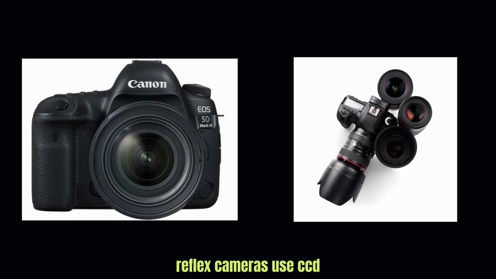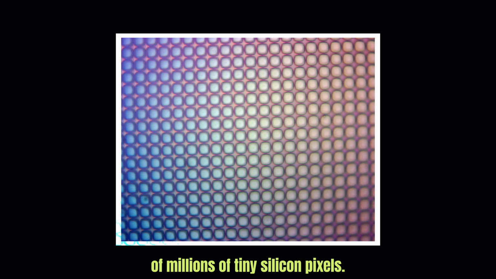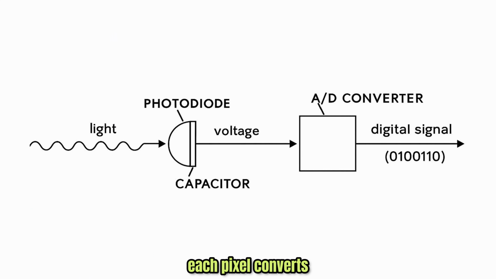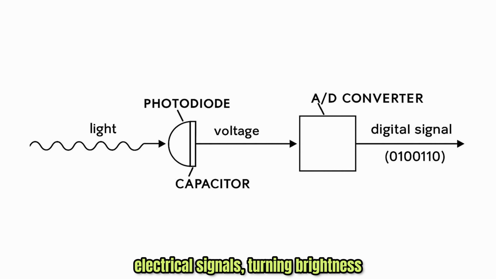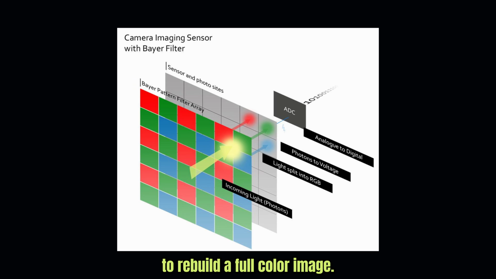Level 60. DSLR cameras. Digital single lens reflex cameras use CCD or CMOS sensors made of millions of tiny silicon pixels. Each pixel converts incoming light into electrical signals, turning brightness and colors into ones and zeros. A Bayer filter splits light into red, green, and blue, and the camera combines this information to rebuild a full color image.